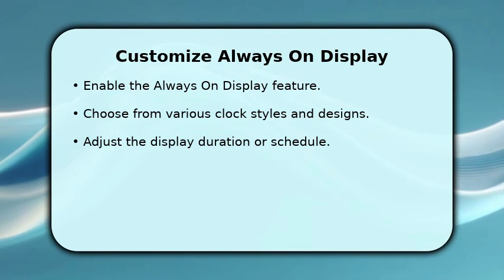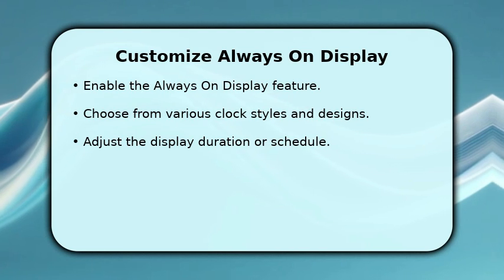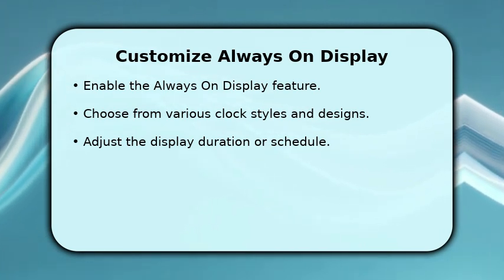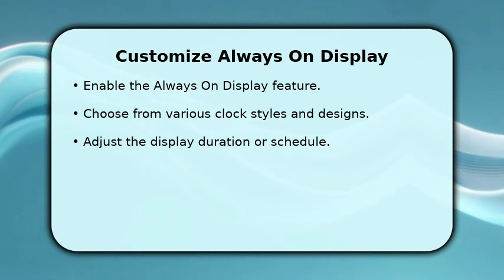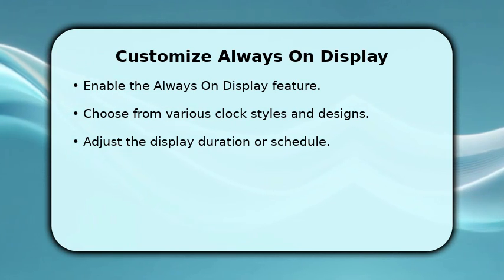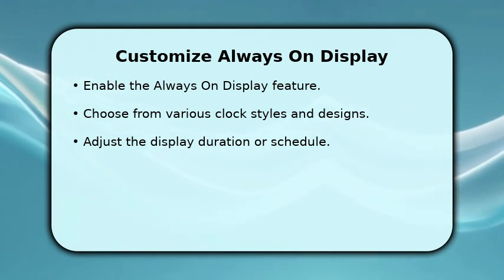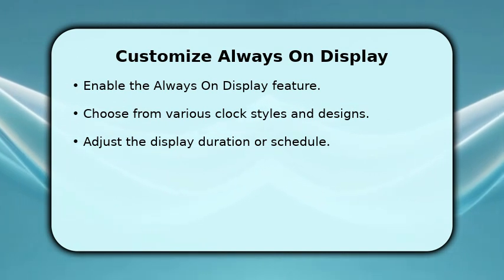Once you have found the Always on Display settings, you can enable this fantastic feature. You will often find dozens of clock styles and designs to choose from, ranging from digital to analog. You can also set the display to show constantly or schedule it to appear only during specific hours, like from 8 a.m. to 10 p.m., saving battery life.